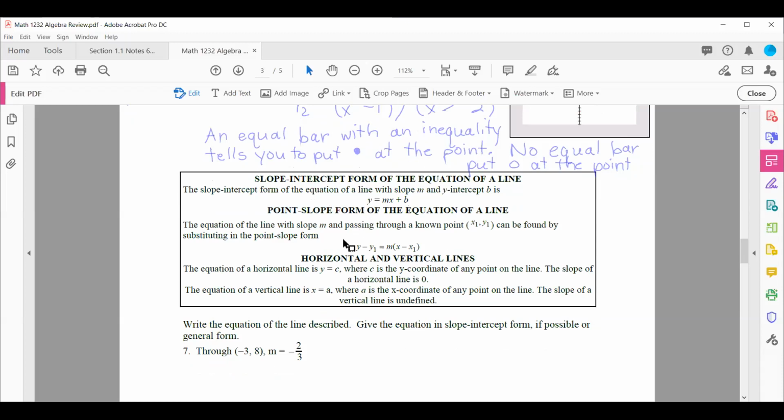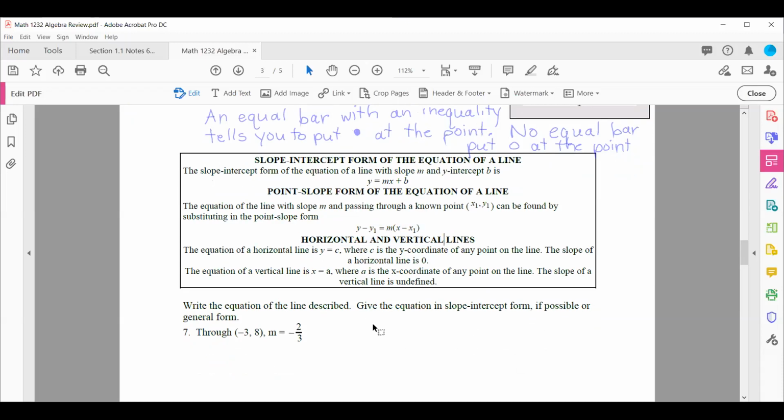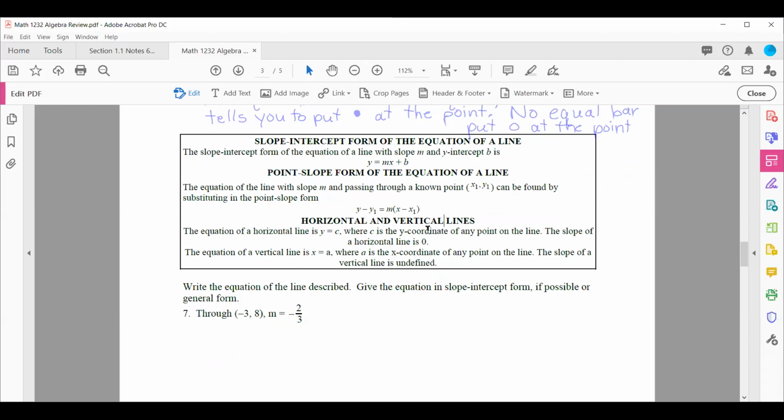Point slope form, that's the form that we use most of the time to write the equation of a line. And we do that in calculus a good bit, so we want to review that, although there's actually a cool way to do that on your calculator that I'll talk about when we get there.